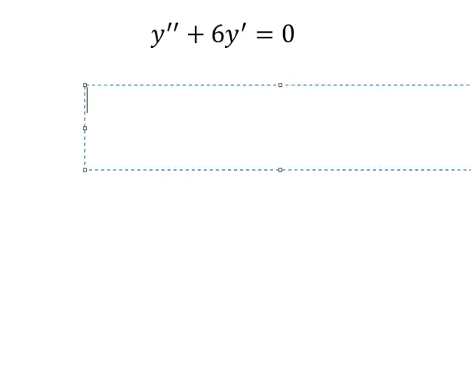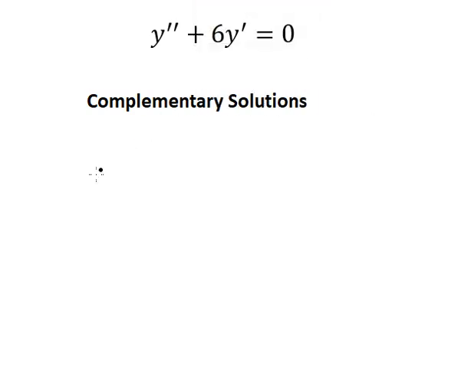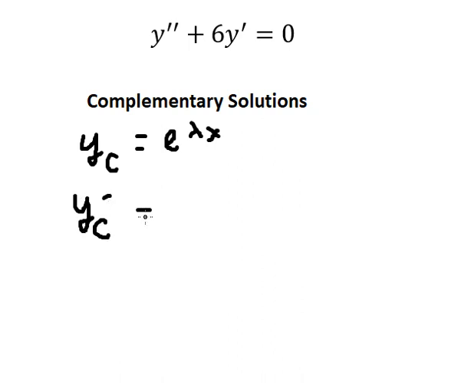For this one, we need to find the complementary solution. So I will put yc equals e to the power of lambda s. Now if we do the first derivative of yc, we have lambda e to the power of lambda s. If we do the first derivative of this one, we keep the same e to the power of lambda s.